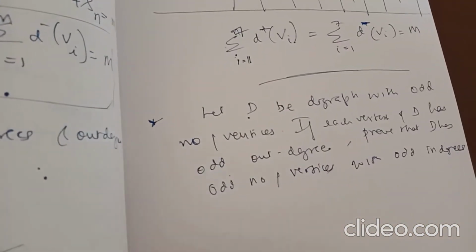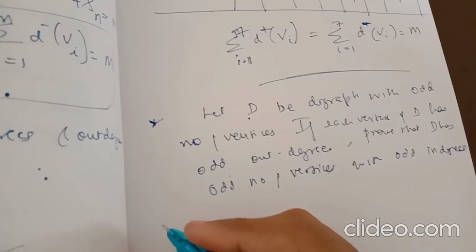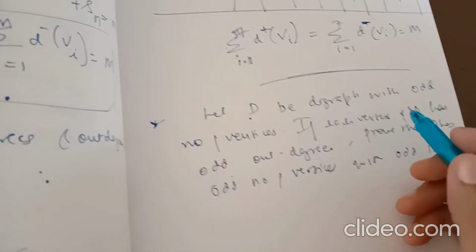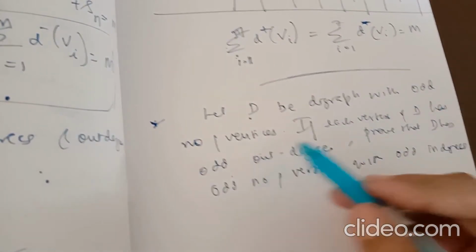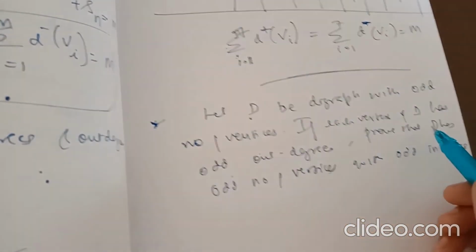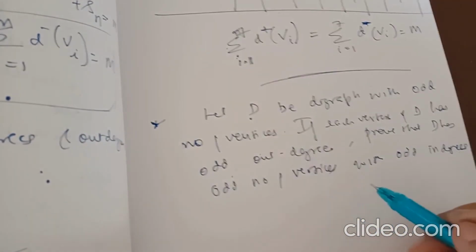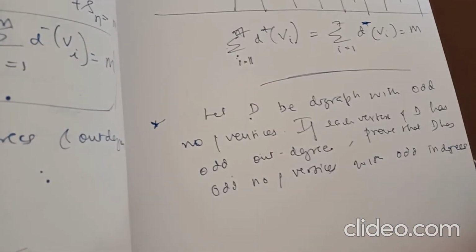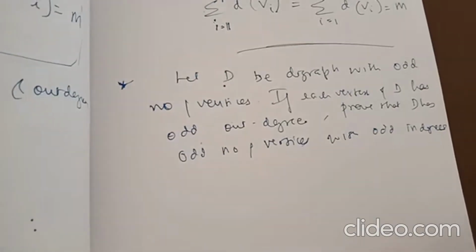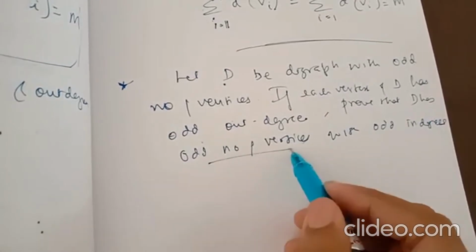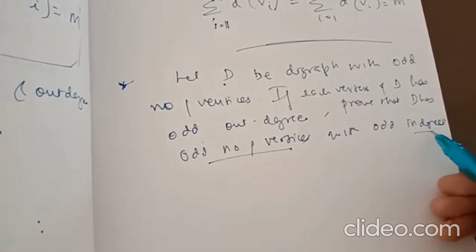So now let's start proving this result. Given D is a digraph with an odd number of vertices, and if each vertex of D has odd out degree, prove that D has an odd number of vertices with odd in degree. Okay, this is the question. They have asked you to prove that there are an odd number of vertices with odd in degrees.